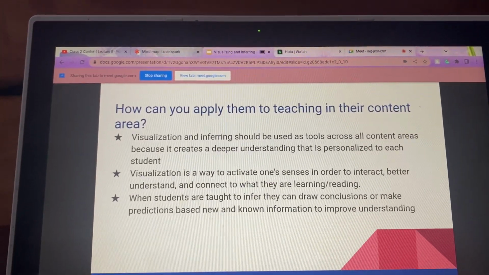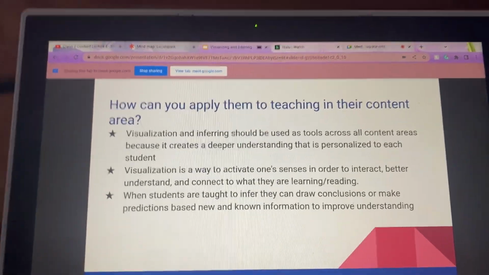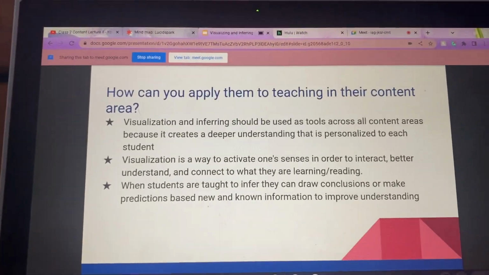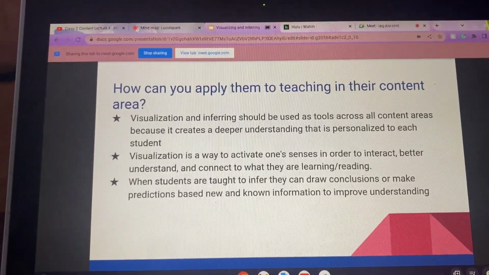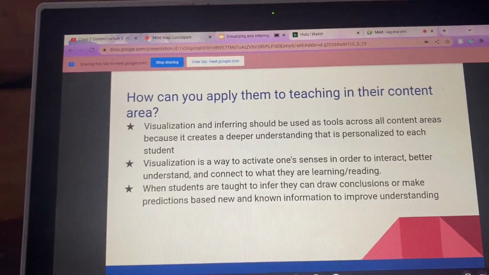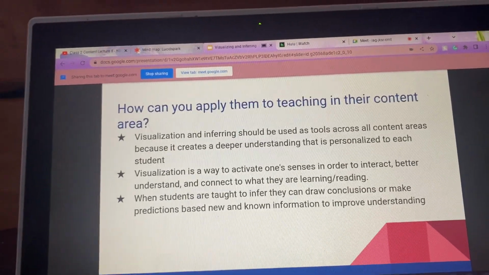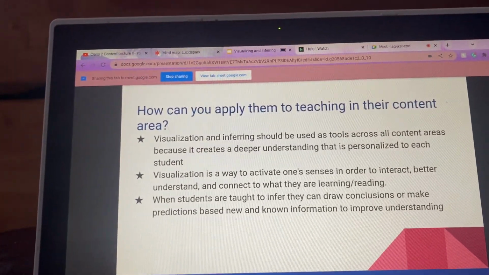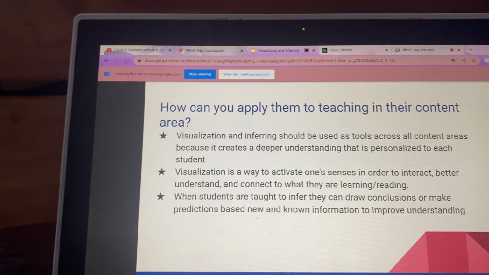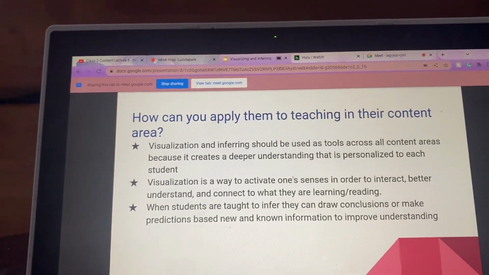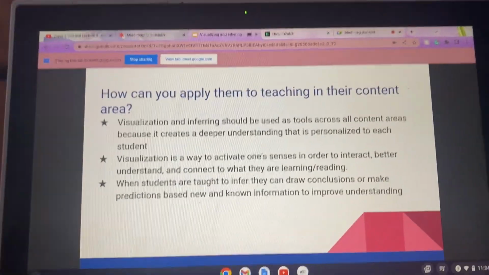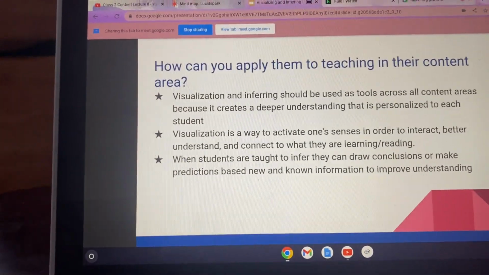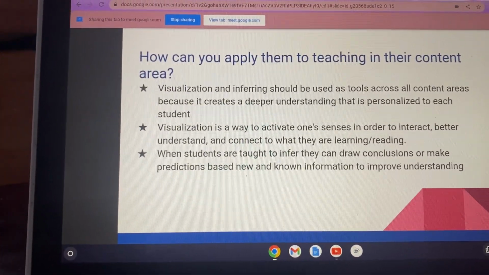Lastly, when students are taught to infer, they can draw conclusions or make predictions based on new and known information to improve understanding. I think this is kind of the cap of what all learners should be doing at the end of a lesson. What am I taking away? What were the conclusions? How did this relate to the previous unit? How does this relate to my personal life? How does this relate to future knowledge I would like to know? I think that's a big one when it comes to this.